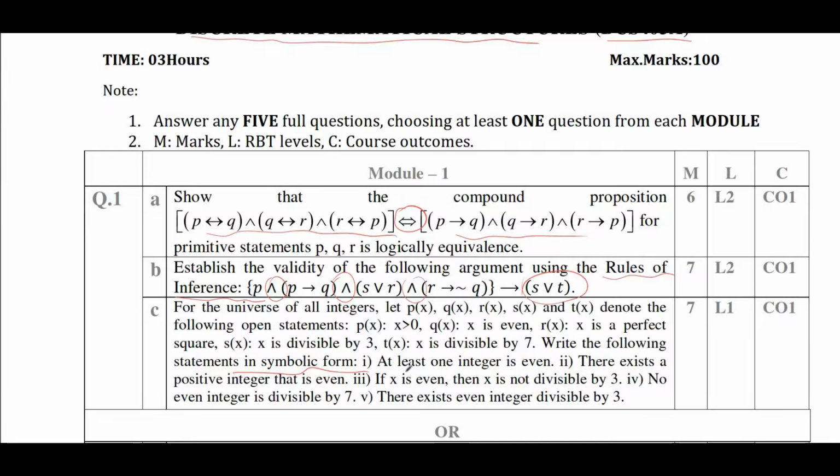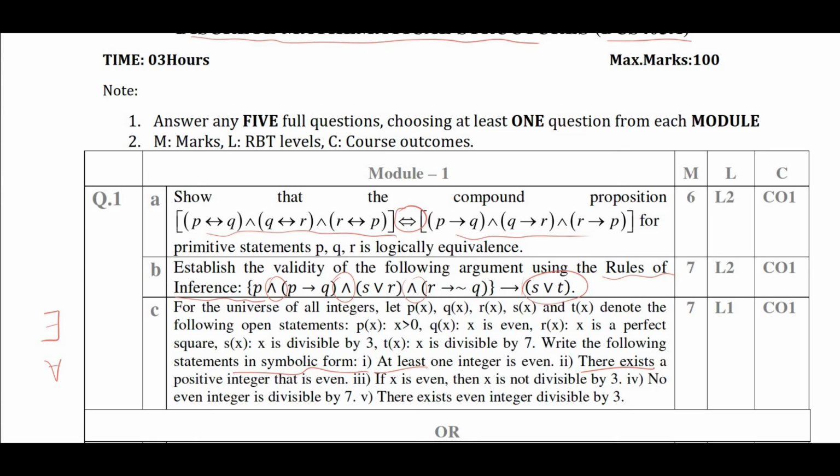Statement 1 says "at least". You need to know how to write the symbol: at least, there exists, this is the symbol. For all, or for some, this is the symbol we are going to use. Using these ways of expressing, we will express the given problem in terms of symbols.